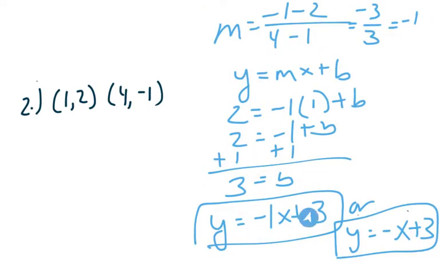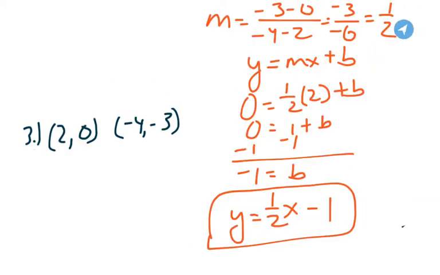Next one, the final answer should be y equals negative 1x plus 3, or you don't have to use the 1. You could just say y equals negative x plus 3. Either of those are correct. Your slope should be negative 1, and you should get a y-intercept of 3, plugging in whichever point you decided to plug in. Pause on this slide if you need to copy down my work or you need to look at it more closely and compare it with what you have.